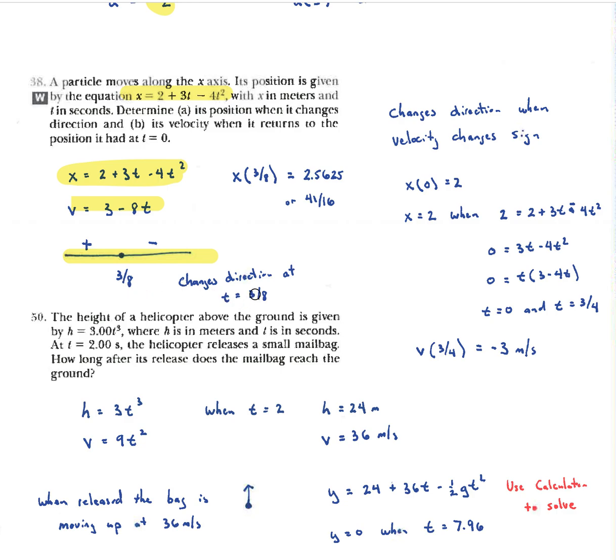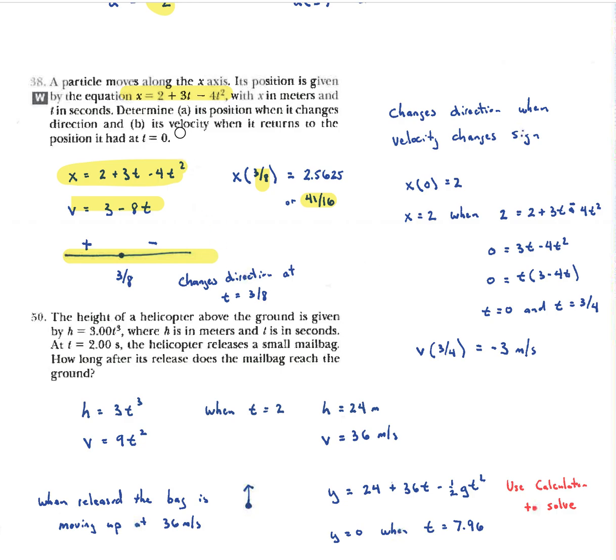So then all we have to do is figure out where it's located at that time, which means all we got to do is plug in 3/8 into t and figure out this value. That's where it's located when it changes direction. Again, it changes direction when the velocity changes sign, when the velocity is equal to 0.